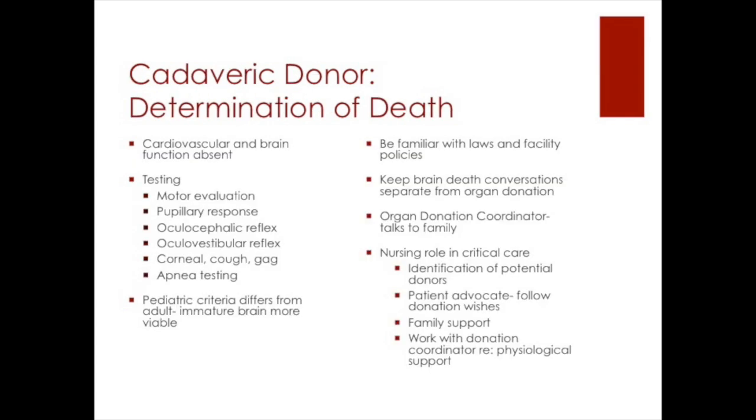In this last section, we'll talk about determination of death for the cadaveric donor. This is something that you had in your neuro unit, so this should be a little bit of a review for you. Death, as you know, is determined by the absence of cardiovascular and brain function, and they test reflexes to see if they're present or absent to determine this. As you know, they test motor movement, pupil responses, and the reflexes listed up there along with apnea testing. Pediatric criteria is different from the adult criteria because the immature brain is more viable.